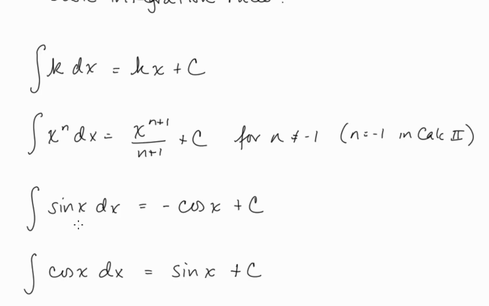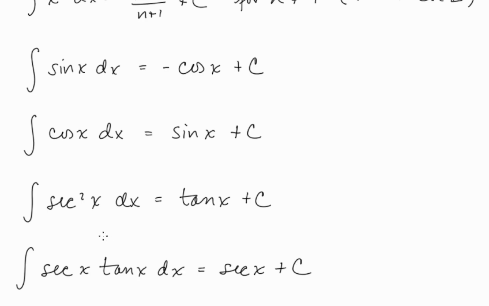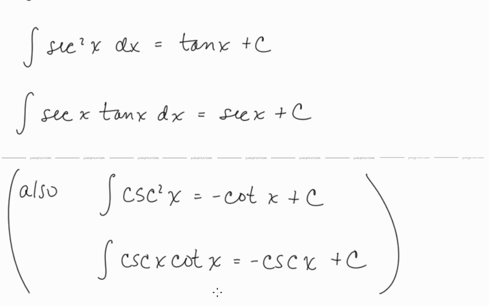We have that the integral of sine x is equal to negative cosine x plus c. The integral of cosine x is equal to sine x plus c. The integral of secant squared x is equal to tan x plus c. And the integral of secant x tan x is equal to secant x plus c. We also have these two integrals, the one for cosecant squared x and cosecant x cotangent x, but these don't come up as much.